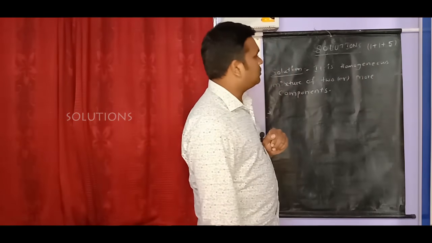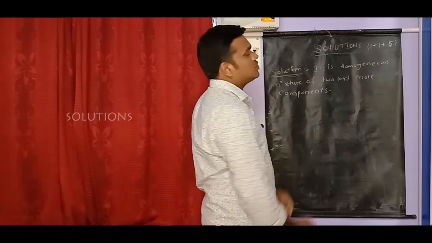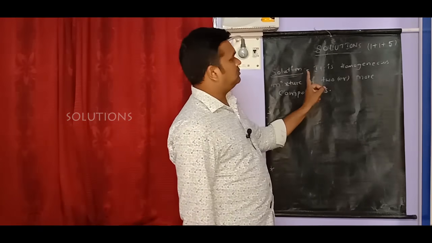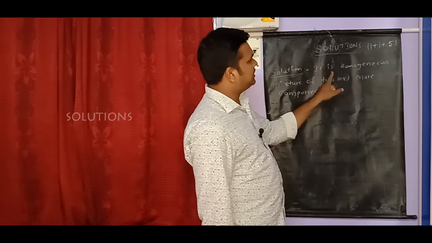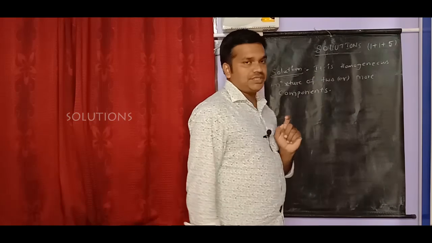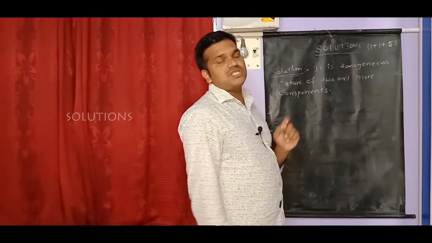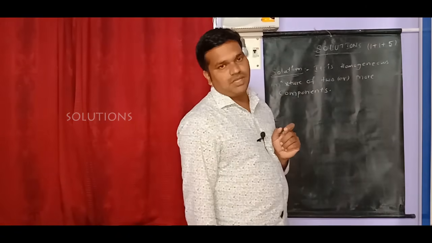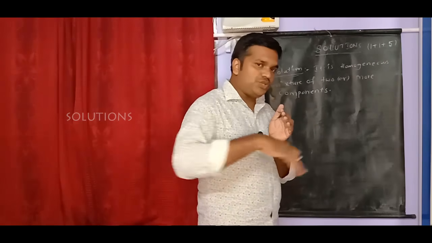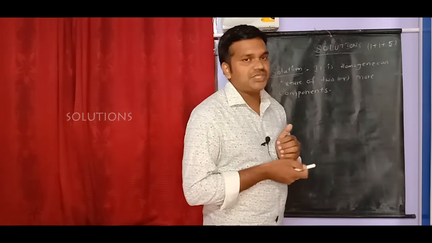In this chapter we have to know some of the definitions. The first definition in this chapter is solution. So what is meant by solution? We can define it like this: it is a homogeneous mixture of two or more components. So what is a homogeneous mixture? In the first PU itself, you know the types of mixtures. Homogeneous mixture means the components of the mixture are uniformly distributed.